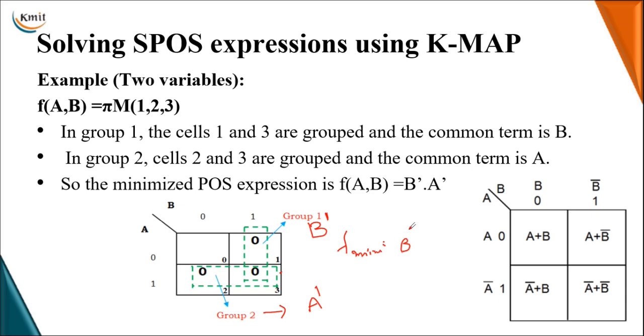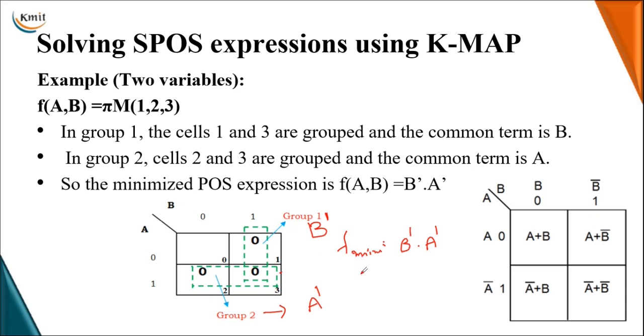So the first group's minimal expression is B bar, and the second group's minimal expression is A bar. Hence we have minimized the function. Now the operation between these two complemented variables is an AND operation.